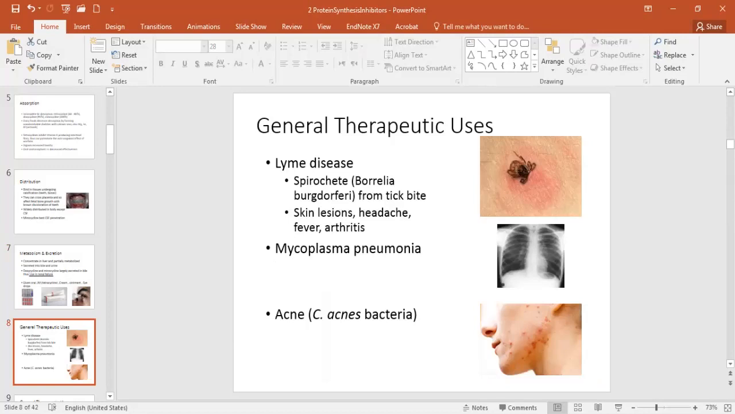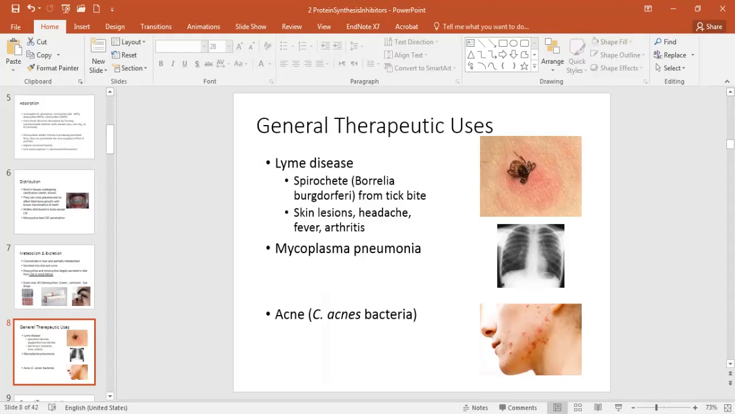General therapeutic uses. This disease is called Lyme disease. It's caused by a kind of bacteria called spirochete, specifically Borrelia burgdorferi, from a tick bite. It comes from some insects, which they call mites. It leads to skin lesions, headache, fever and arthritis.